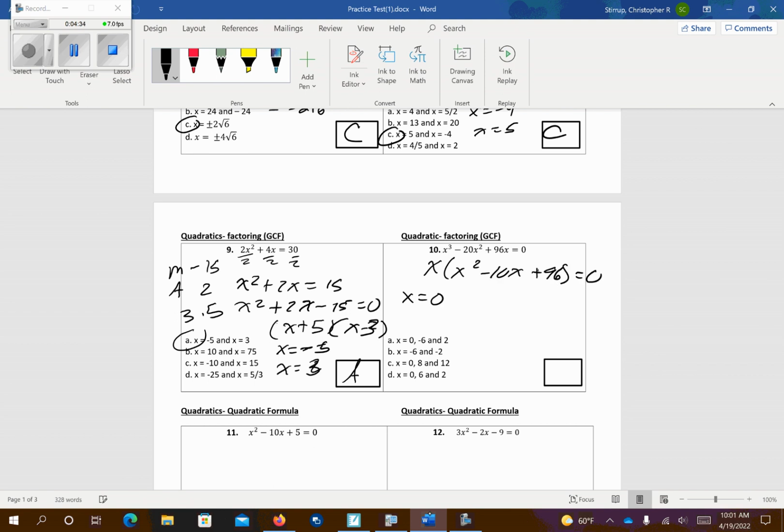So I get x equals 0. That's one of my answers. Okay? So it's either this one or this one or this one so far. Okay, we eliminated B. Then I'm going to factor the middle out.